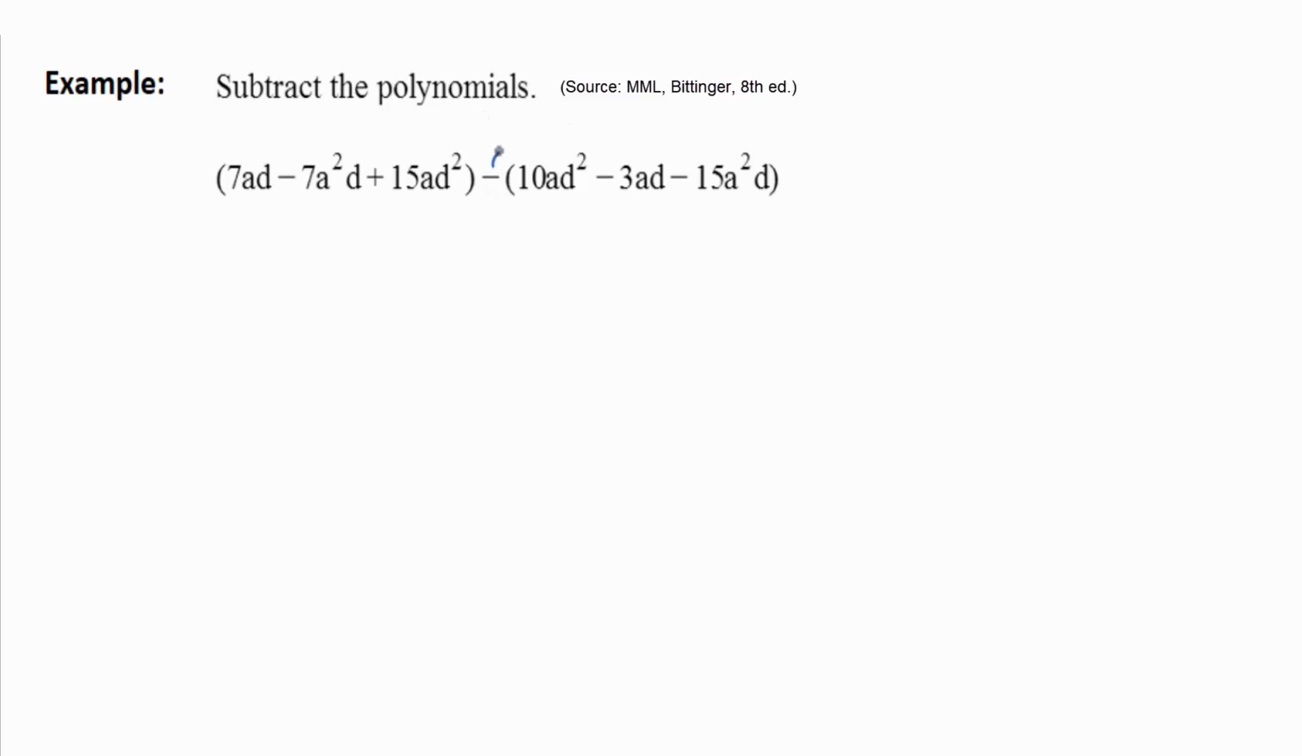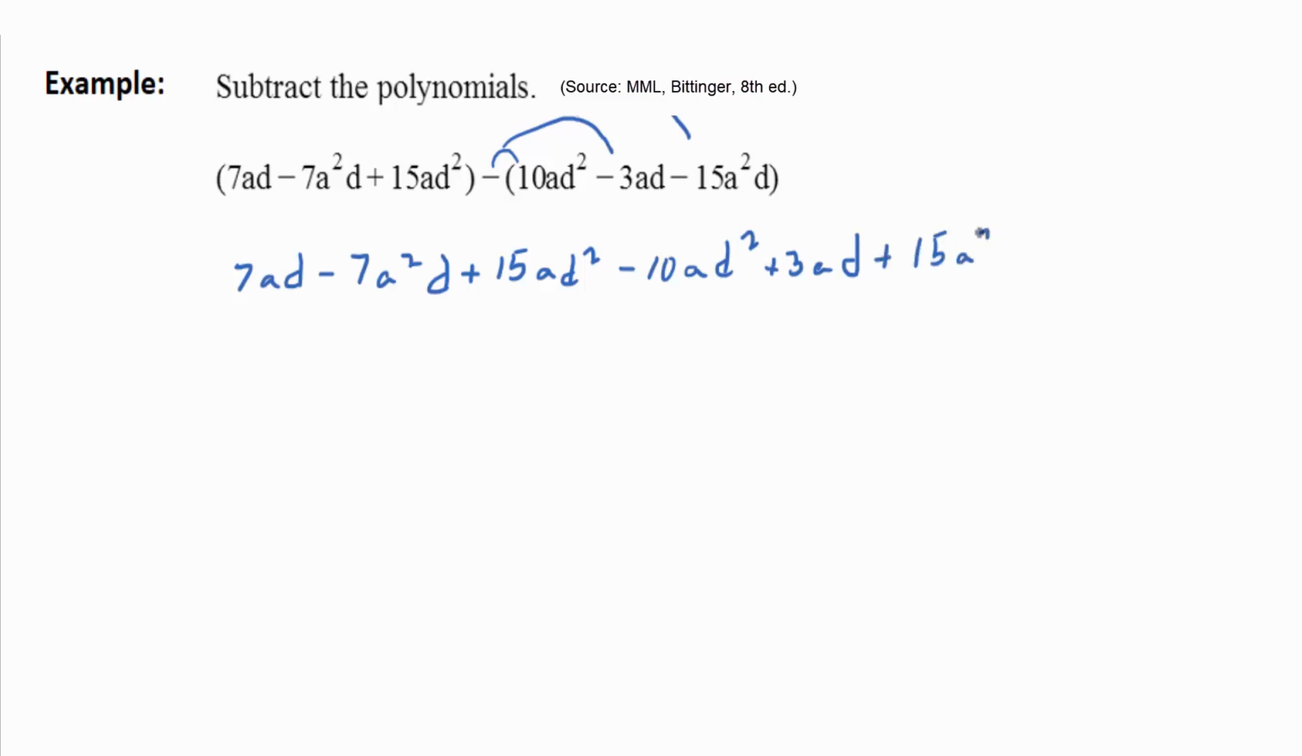So I think of it as distributing the minus, right? So I don't have a plus and negative in there. That looks weird when you have that. So let's just rewrite the whole thing. Don't try and do it in your head. I'm going to rewrite the guy in front, 7AD minus 7A squared D plus 15AD squared. Humor me and just, even though that didn't change, write it out. Drop the parentheses. And then distribute the negative. What do you get? Minus 10AD squared plus 3AD plus 15A squared D.